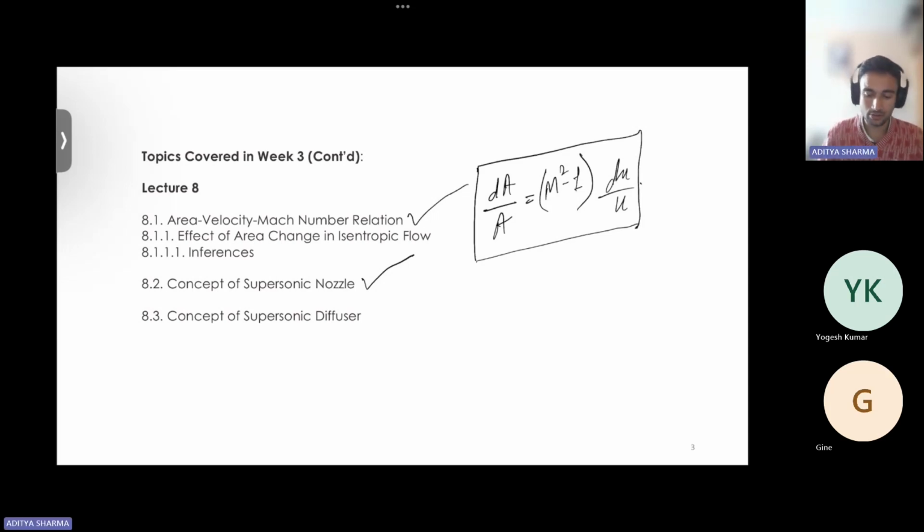And opposite to that was the supersonic diffuser. In a supersonic diffuser, as I have already mentioned for diffusers, we want to slow down the flow. So how do we do it? That has been discussed in this topic.